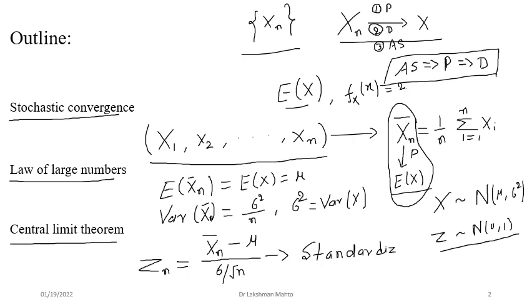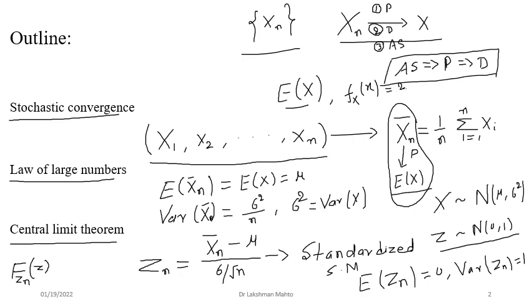So what is the beauty of this? If you compute the mean and variance of this standardized sample mean, you will see that it has the same mean and variance as a standard normal distribution. That's why we standardize the sample mean. The expectation of Zn is equal to 0 and the variance is equal to 1. You can verify this with simple algebraic manipulation. And what does the central limit theorem say? It says that the distribution of Zn, the standardized sample mean, is converging in distribution to the distribution of a standard normal random variable.